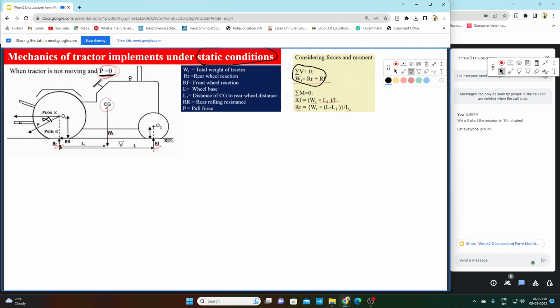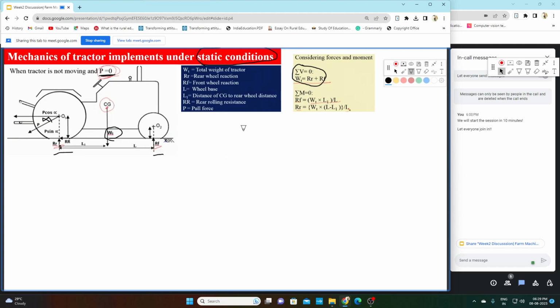Okay, so by sum I am telling you algebraic sum, means I am also considering direction. You can see the forces in the downward direction are taken as positive, that is WT. So what are the forces in the downward direction? You have only one force in the downward direction, that is WT, and we have two forces in the upward direction, that is RR and RF.